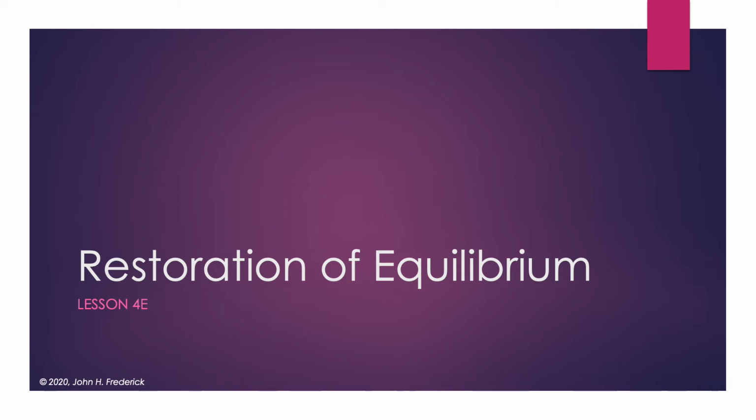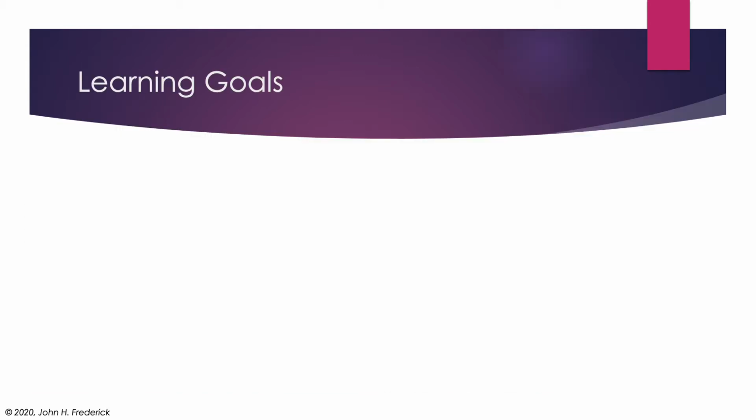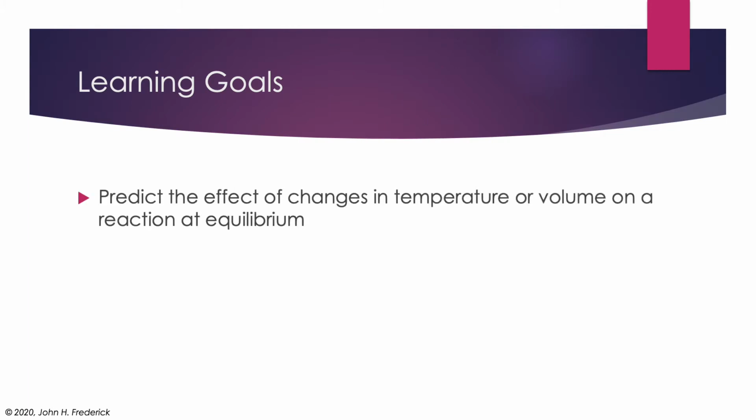We're going to continue our theme of what happens to reactions at equilibrium when we disturb that equilibrium and watch it restore itself to equilibrium. In this particular case, we're going to be looking at the effect of temperature or volume changes on a reaction that's at equilibrium and how it responds to that, and how we might predict the direction of its response.